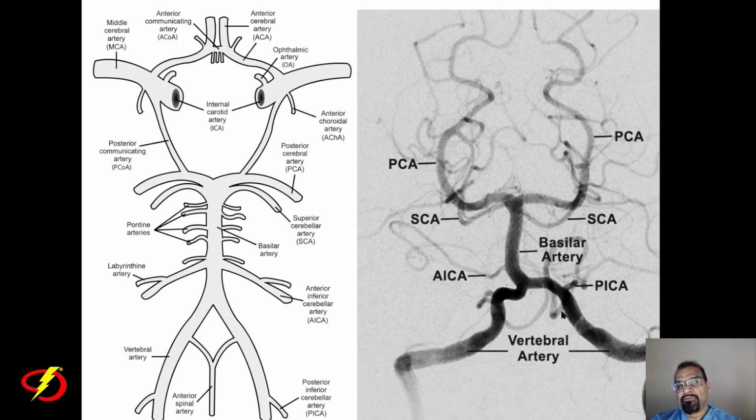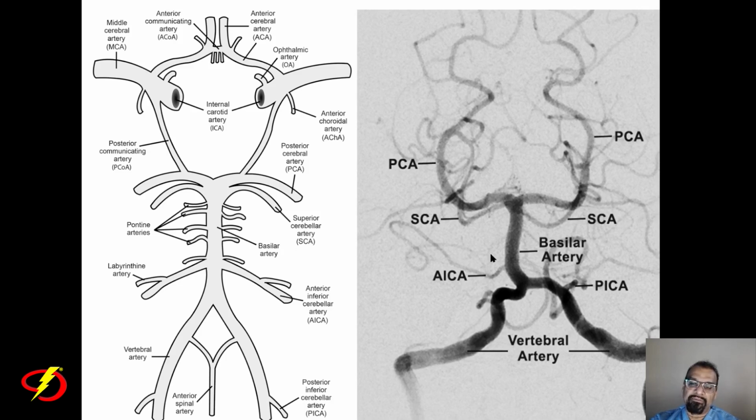Here's the angiogram. Here are both vertebral arteries. Before they form the basilar artery, they give off the posterior inferior cerebral artery. After they form the basilar artery, they give off the anterior inferior cerebral artery, followed by the superior cerebral artery, and then they terminate into both posterior cerebral arteries.